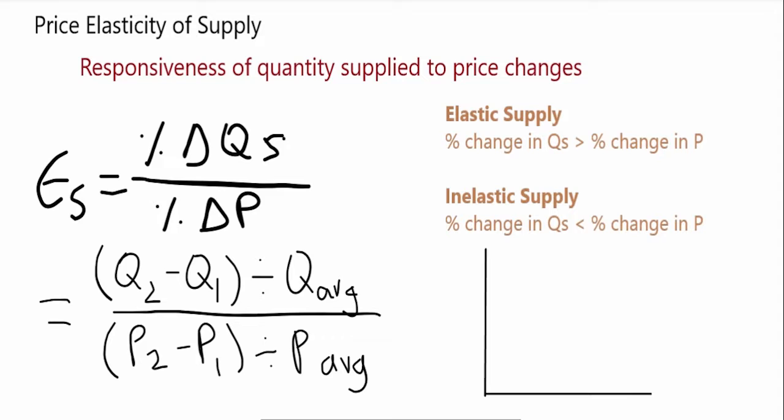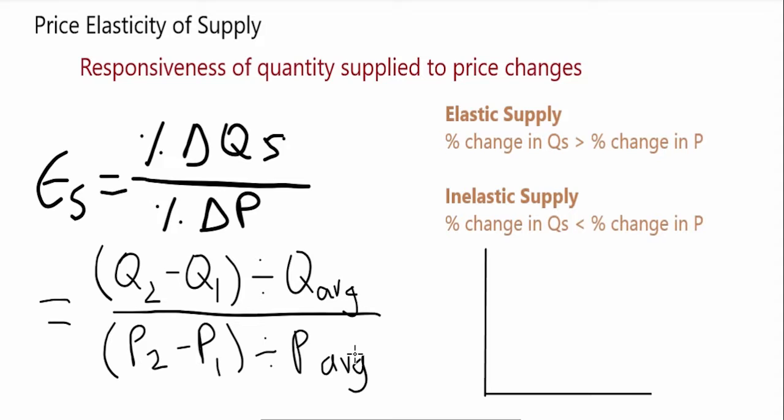All right, so there you have it. That's your equation, and that can help you out when you're solving problems. So Q2 minus Q1 divided by the Q average, so basically Q1 plus Q2 divided by 2, all over P2 minus P1 divided by P average, so P1 plus P2 divided by 2.